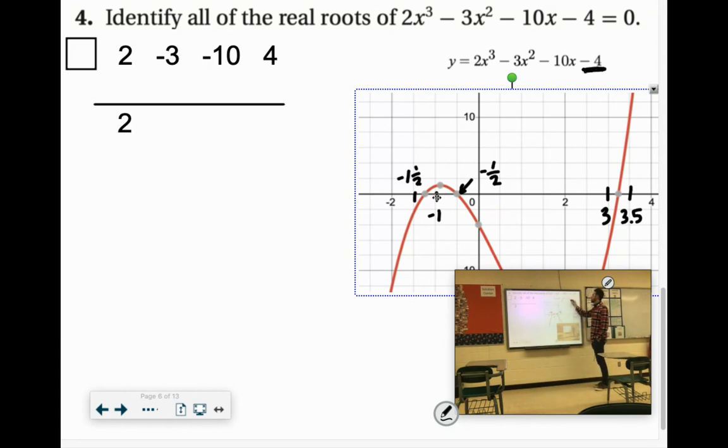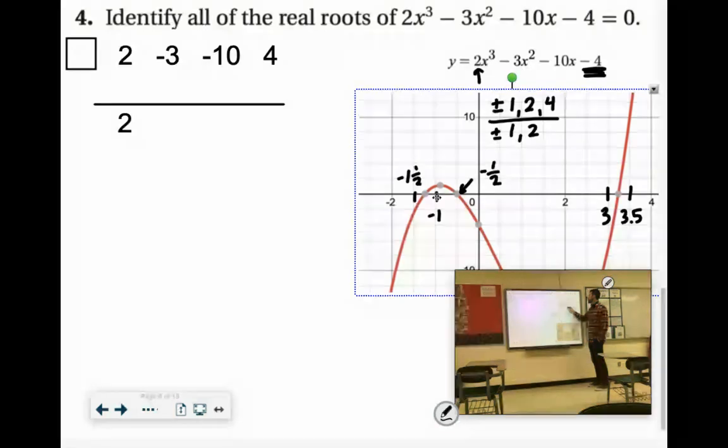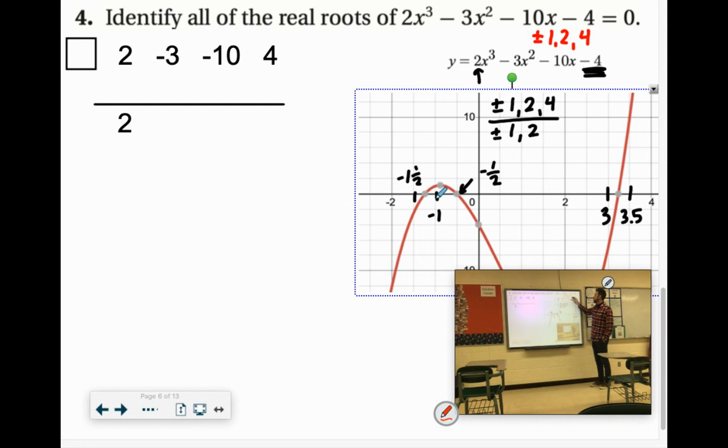So remember, we look for factors of the last term up top. So plus or minus 1, 2, and 4 could be the numerators. And then the first coefficient goes underneath, so plus or minus 1 and plus or minus 2. So all the possibilities here: if we put them all over 1, it would be plus or minus 1, 2, and 4. If we put them all over 2, it'd be plus or minus 1 over 2. 2 over 2 is equal to 1, so we don't have to write that. And 4 over 2 is equal to 2. So this is all of our possibilities.